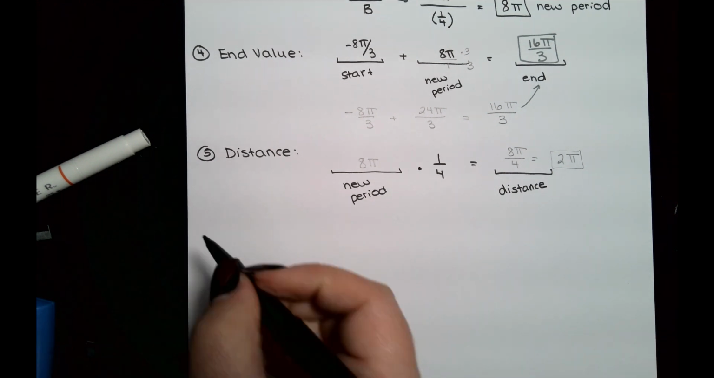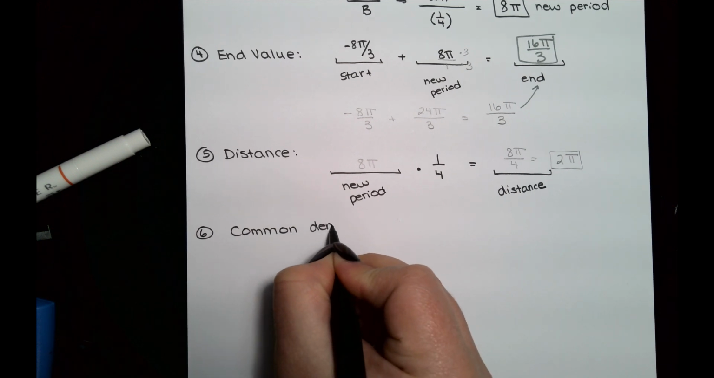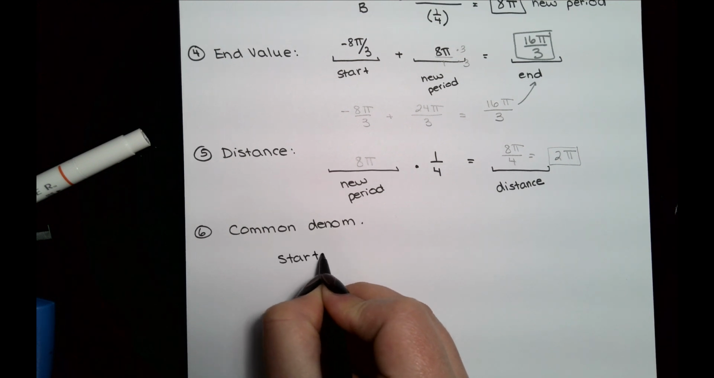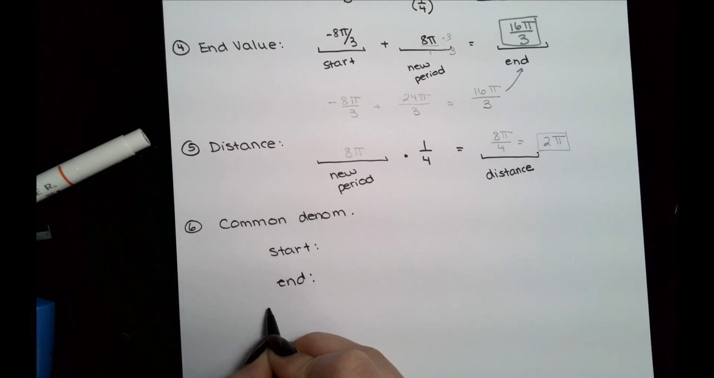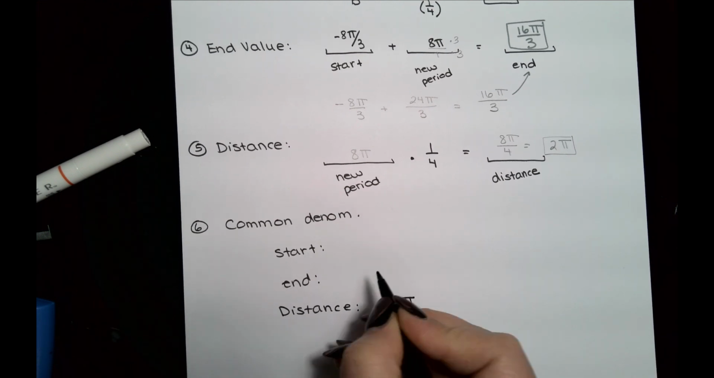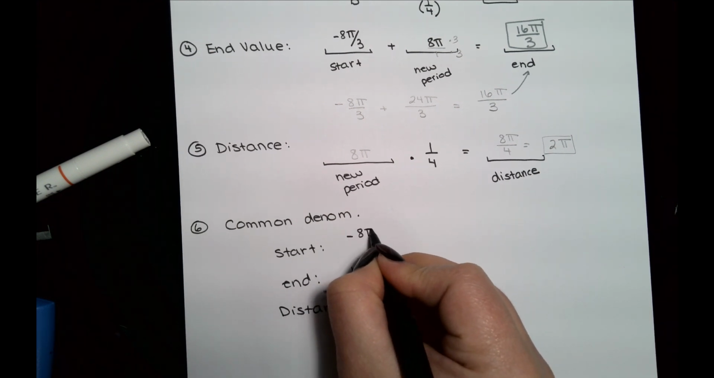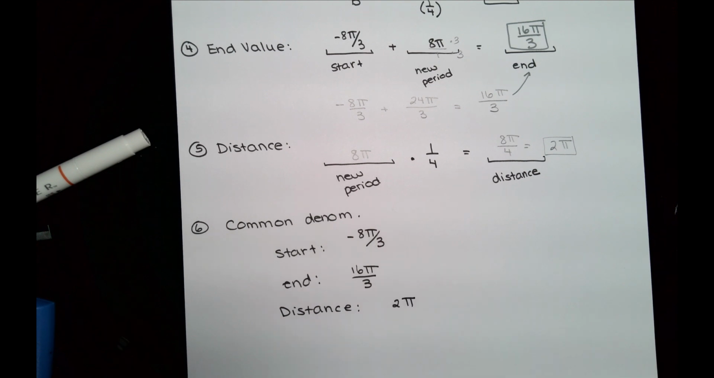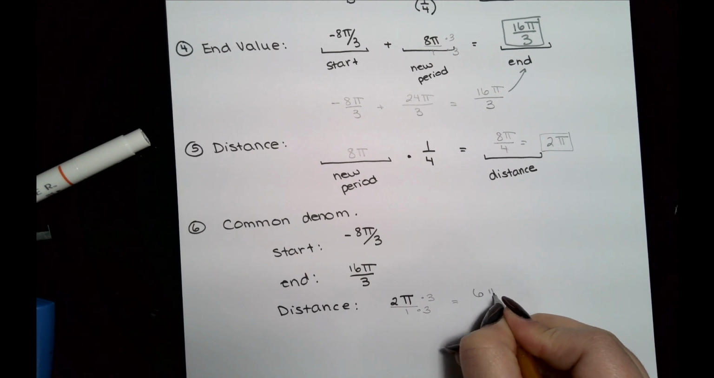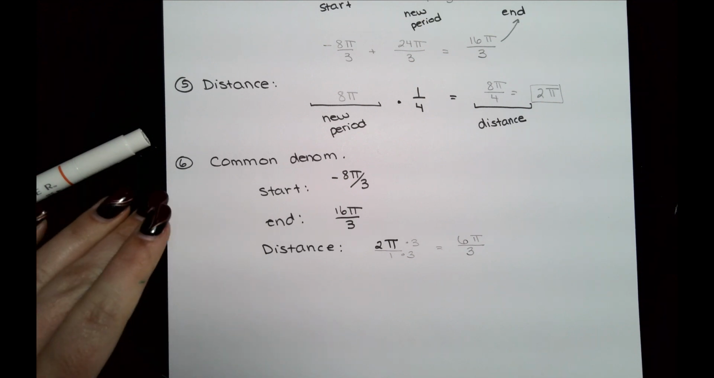Now, step number 6, we want to create common denominators. And again, it's 3 values that we care about: our start, our end, and our distance. Our distance was 2 pi, our end was 16 pi thirds, and our start was negative 8 pi thirds. So 3, 3, not a 3. We got to convert our distance with a denominator of 3, which means our distance is going to be 6 pi thirds. And now we're ready to graph.